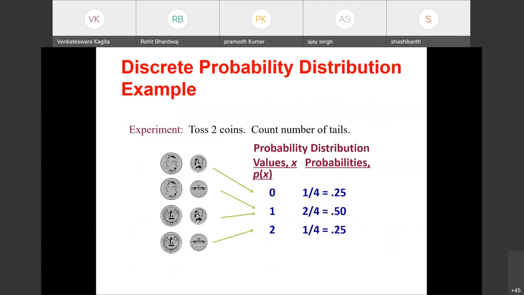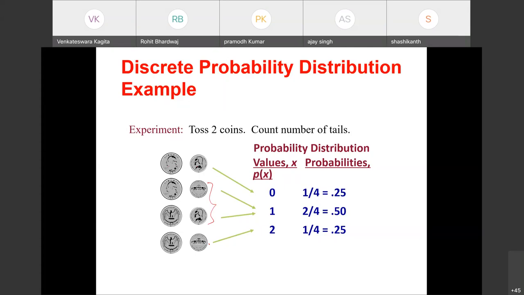Right, and this is another example of a discrete probability distribution. Suppose I toss 2 coins and the random variable represents the number of tails. What are the possible outcomes? If you toss 2 coins, either both can be tails, or both can be heads, or one tail and one head. The first can be head and the second tail, or the second head and the first tail. So the possible outcomes are these. If you count the number of tails, in this case, because both are heads, it is 0. In these two cases, it is 1. And in this case, it is 2 because both of them are tails.